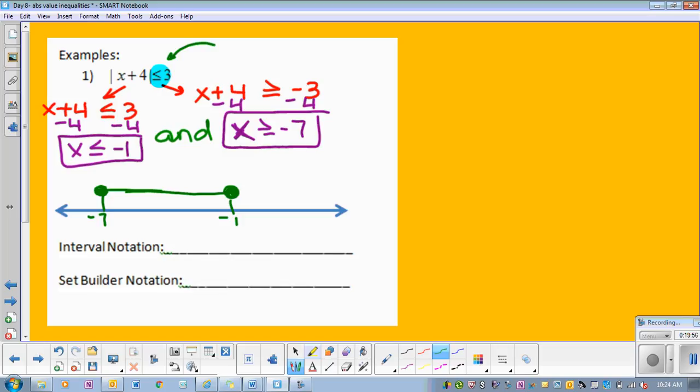Now, I want to go and do my set builder notation because I think that's a little bit easier. I'll get that out of the way. Curly braces, x bar. Sorry, I'm just writing it really big because I just can't fit it in there. Okay, then your solutions go in, right? X is less than or equal to -1, and x is greater than or equal to -7.